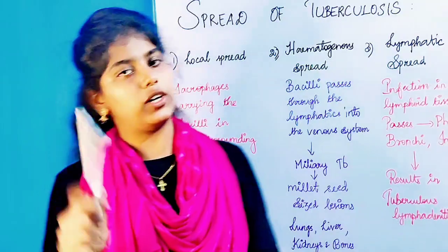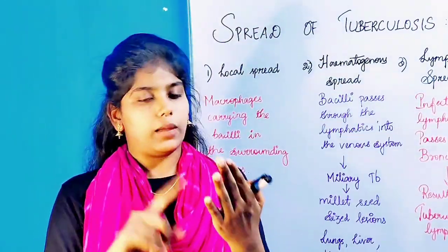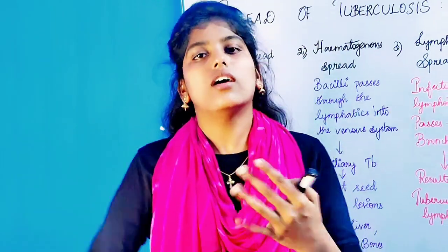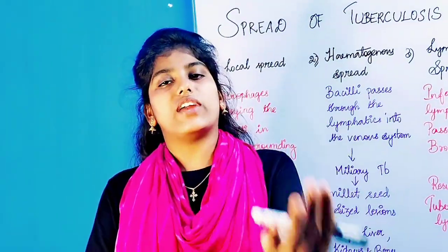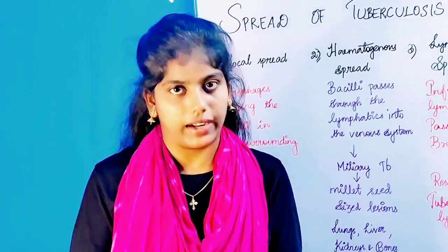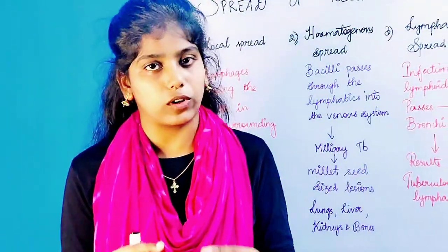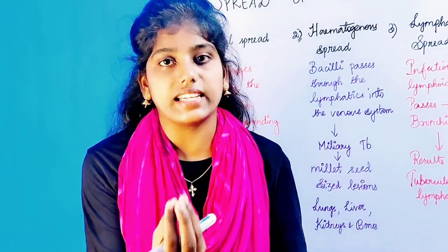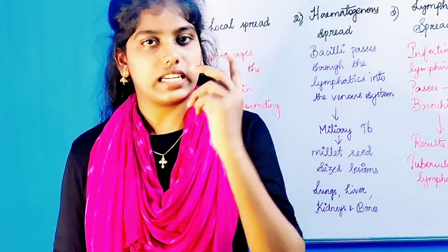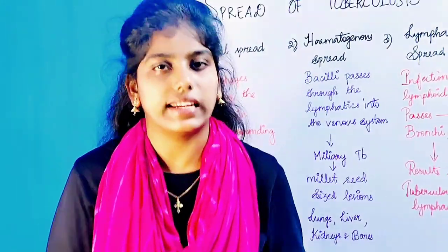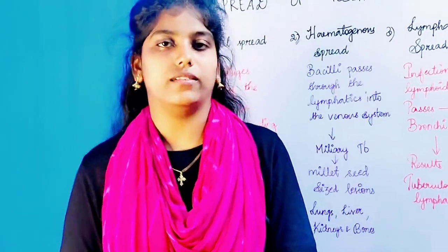Next we can see the hematogenous spread. Hematogenous spread means spread through the blood. When the bacilli enter your body, they enter your lymphatics. After entering your lymphatics, they enter your venous system, that is, your blood, and thus cause miliary tuberculosis. Miliary tuberculosis means seed-sized, millet-sized lesions are present. It affects the lungs, liver, kidney, bones, etc. And this is said to be hematogenous spread.